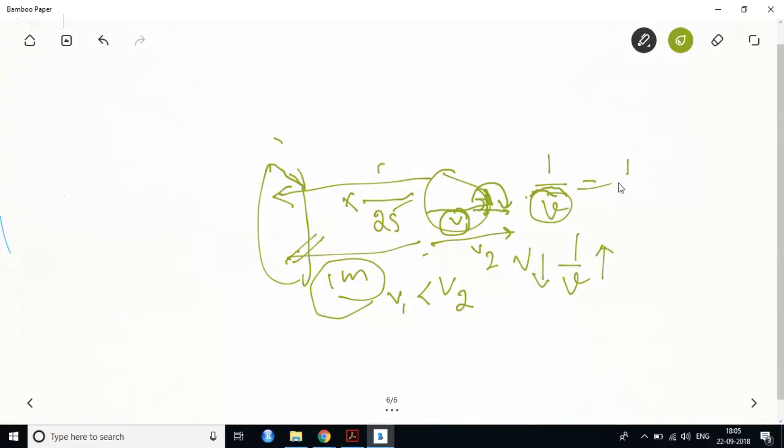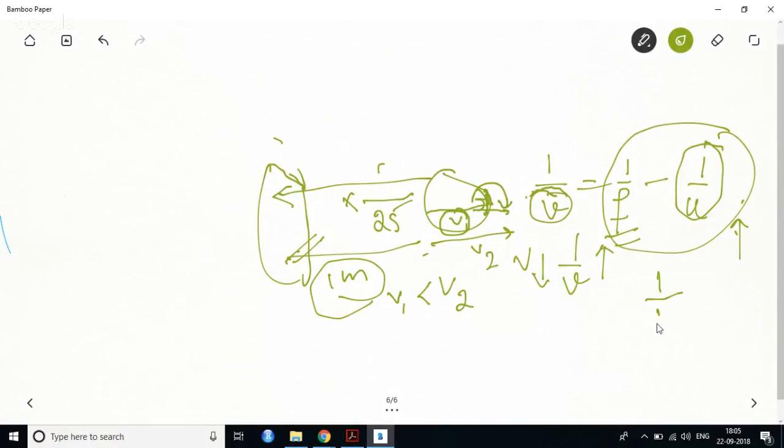Now try to understand. 1 by V is equal to 1 by F minus 1 by U. So if 1 by V is increasing, this right hand side should also increase. Now this 1 by F is fixed by your ciliary muscle. So for this to increase, 1 by U should reduce. If this reduces and this is fixed, this complete value, which is 1 by F minus 1 by U, will increase. If 1 by U should decrease, then in that case U should increase.